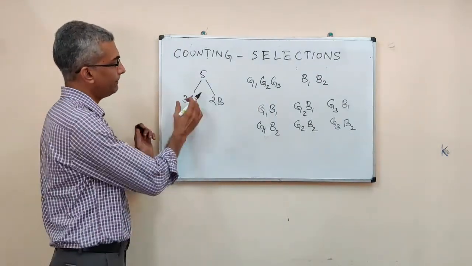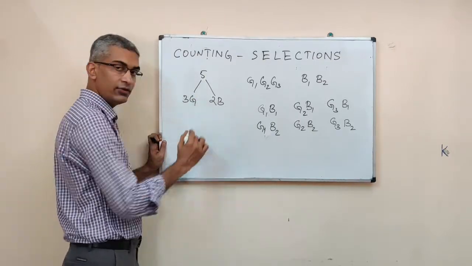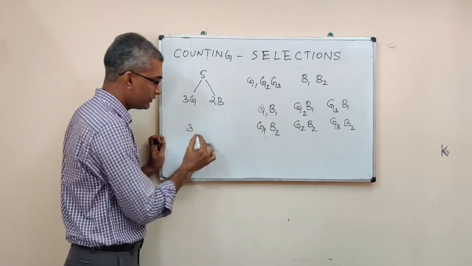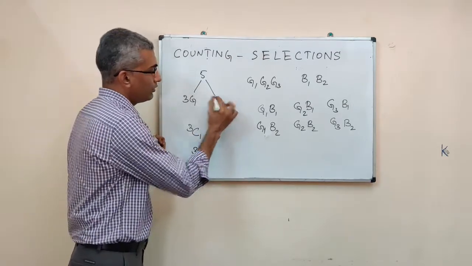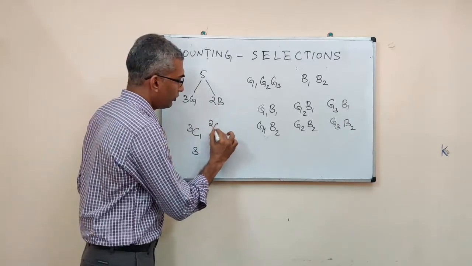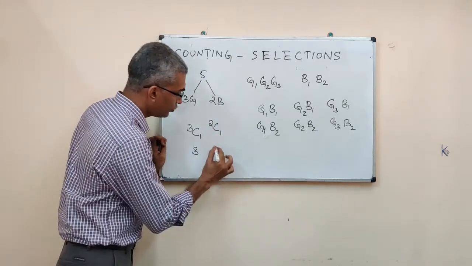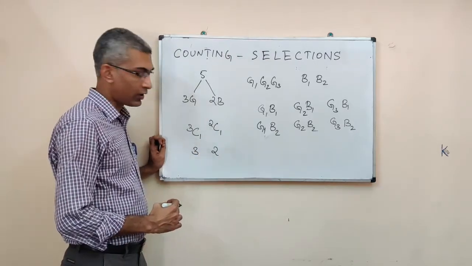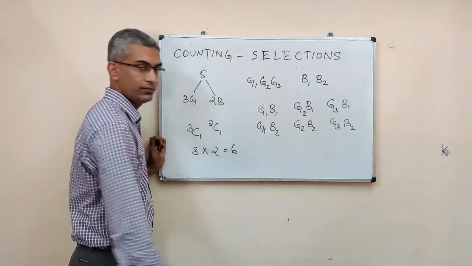If you look at this mathematically, I want to select a girl and a boy. So how many ways can I select a girl? There are three girls. One of the girls should definitely be part of the team. So one girl should come from these three. So that can happen in 3C1. The value of 3C1 is 3. Then I want one boy. That one boy should come from these two boys. So the number of ways in which I can select one boy from two boys will be 2C1. The value of 2C1 is 2. I want a girl and a boy. So apply multiplication principle of counting. The total number of possibilities will be 3 multiplied by 2, which is 6.